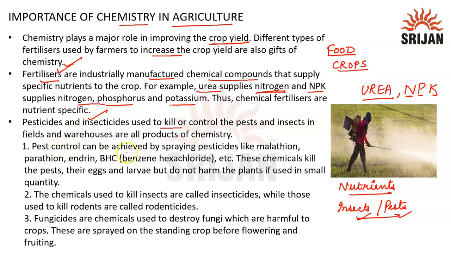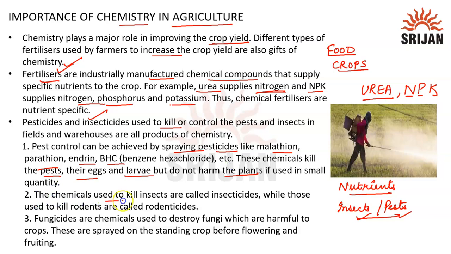So pests can be controlled by spraying pesticides like malathion, parathion, endrin. So these are different names of the pesticides. These chemicals kill the pests, their eggs and larvae, but they will not harm the plants if they are used in small quantity.